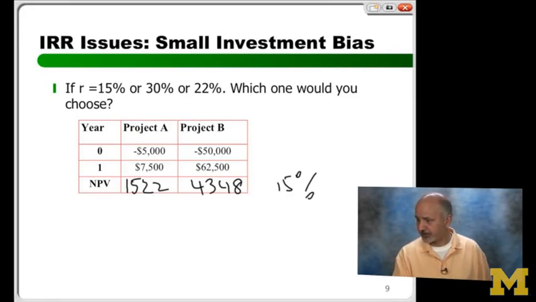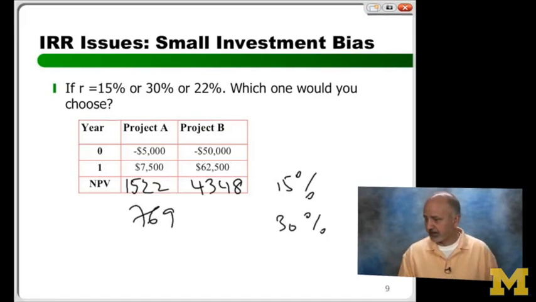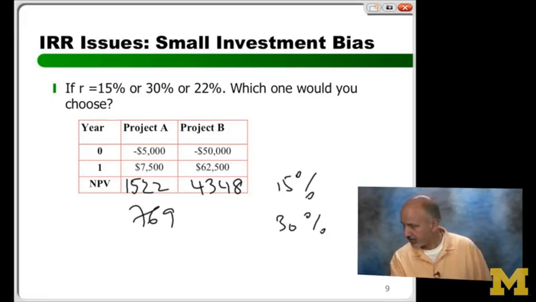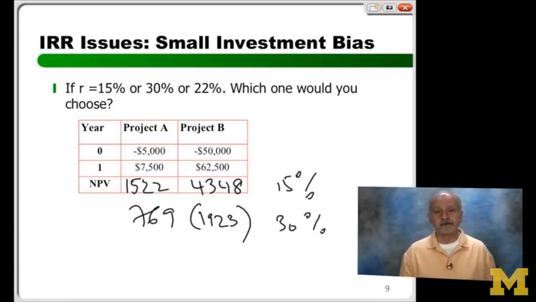15%, 43, 48. Let me choose 30% now. And the numbers are 769 and negative 1923. Okay, I'll want to write out all of them. And the third number, remember I'm copying from here.